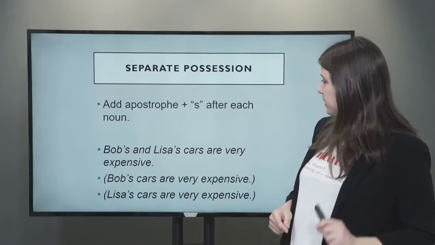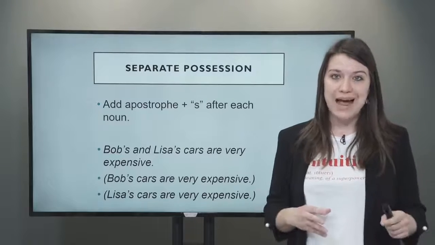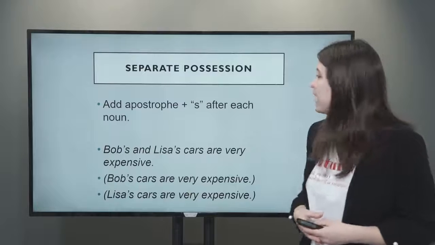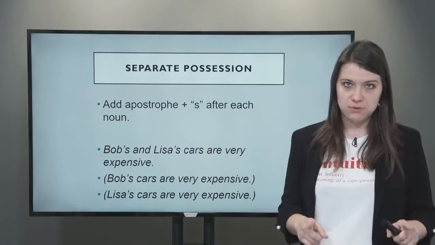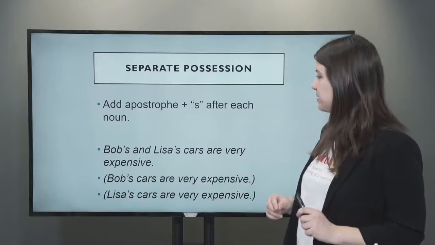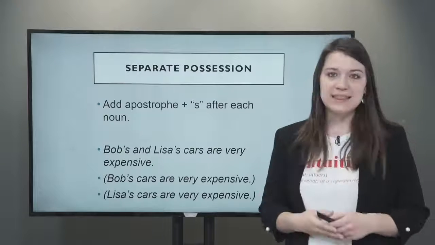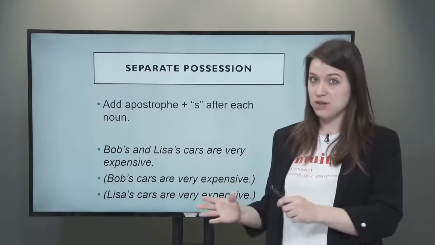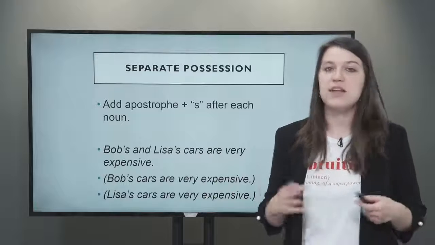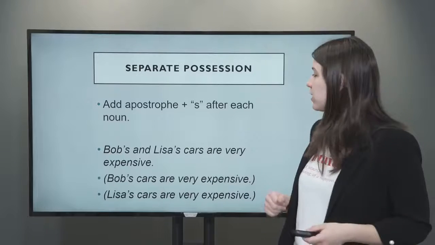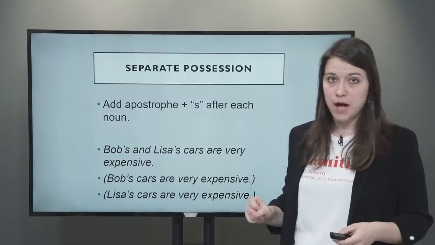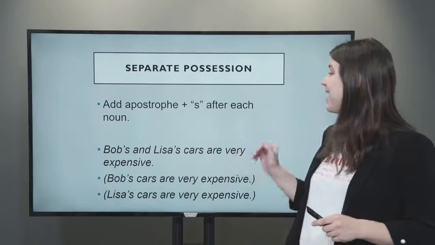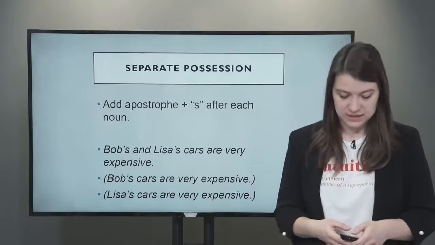Okay, separate possession. Here, when we have multiple nouns in one sentence and they each have a separate possession, then we add an apostrophe S after each noun. So let me explain why we do this. Let's look at an example. Bob's and Lisa's cars are very expensive. In this case, Bob has a car and Lisa has a car, but it's not the same car, it's separate. So here we add an apostrophe S after Bob and an apostrophe S after Lisa because we're talking about two different cars. Bob's and Lisa's cars are very expensive. Okay?